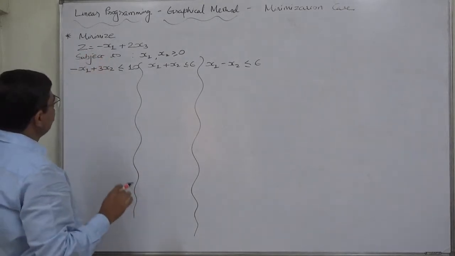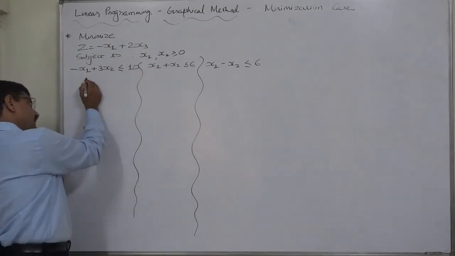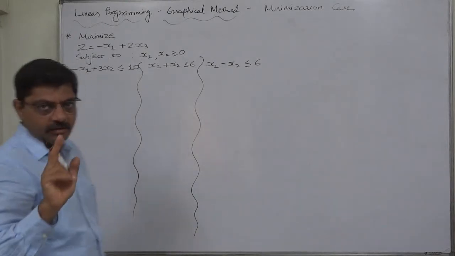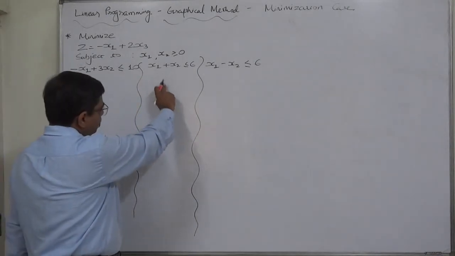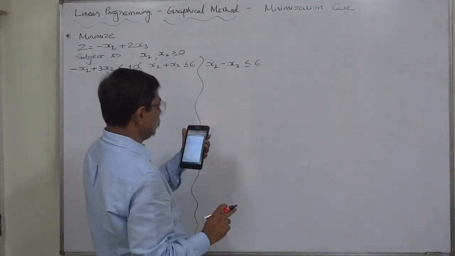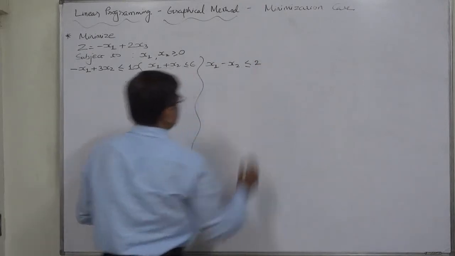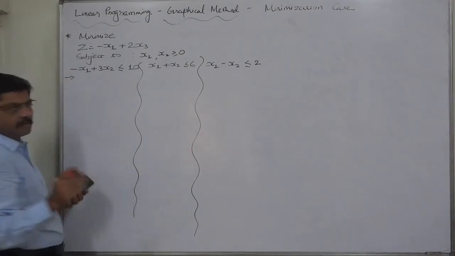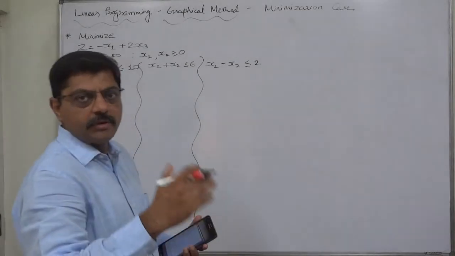Minimize z equals to minus x1 plus 2x3 subject to x1 and x2 both non-negative, minus x1 plus 3x2 less than or equal to 10. Yes, x1 has sign of negativity. Be careful. x1 plus x2 less than or equal to 6, x1 minus x2 less than or equal to, it is not 6, I have written it wrong, it is 2. Very sorry for this mistake. I have already rectified it. Yes, segregation of the constraint into two parts, equality to draw a straight line, inequality to get the feasible region.